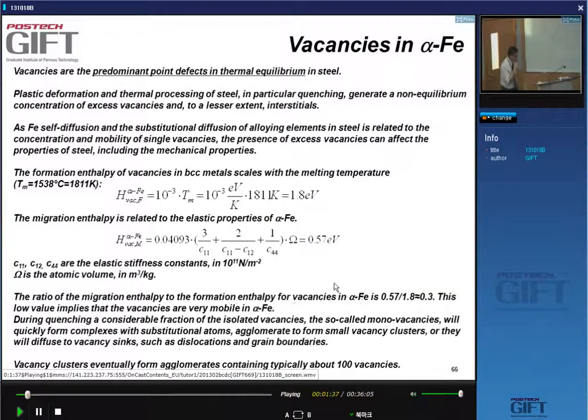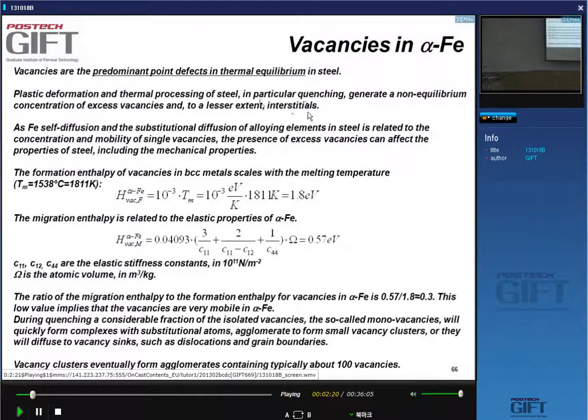So that's all very well. So there are our predominant point defects, but in our case, we're interested in vacancies, not at equilibrium, but in non-equilibrium situations. So when you process steels, we very often do things like quenching and or plastic deformation, yes? And when you do this, you always end up with many more vacancies than at room temperature, for instance, than you anticipate. So you have an excess density of vacancies.